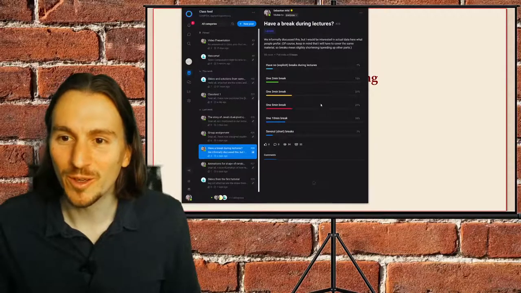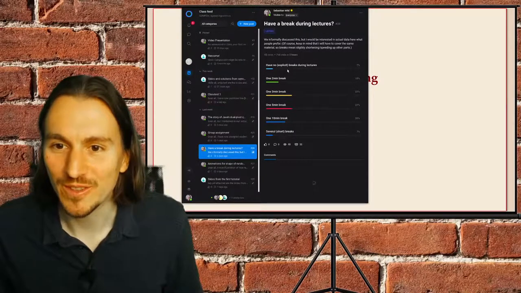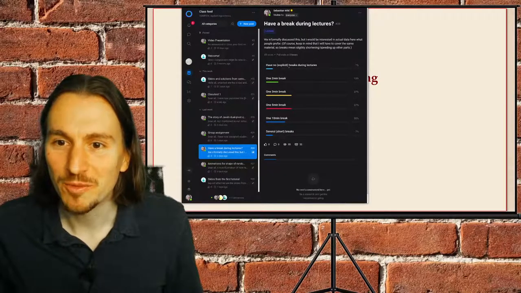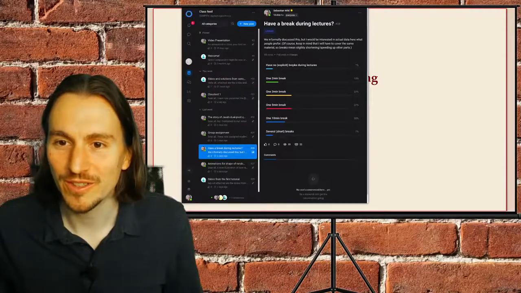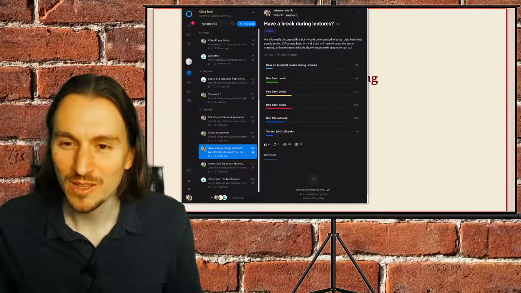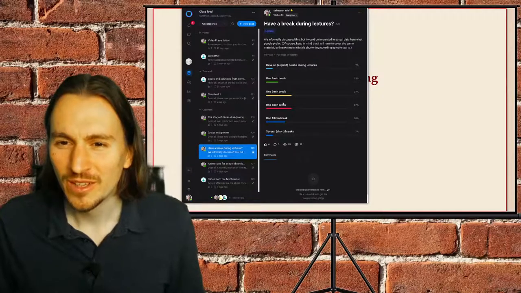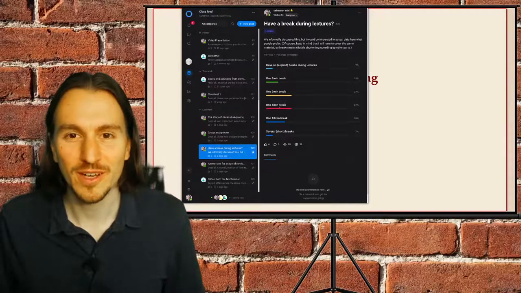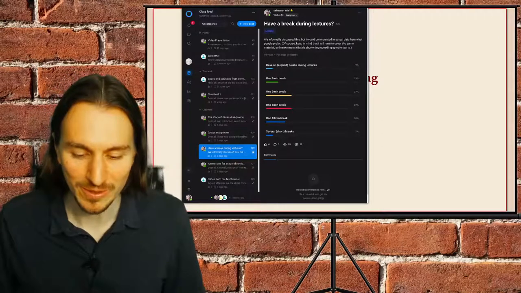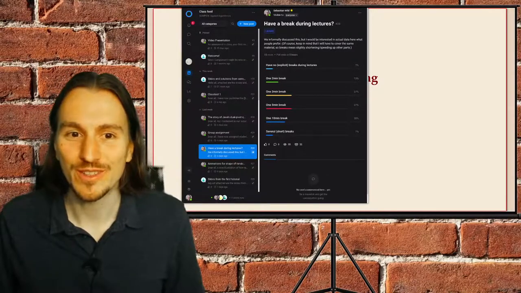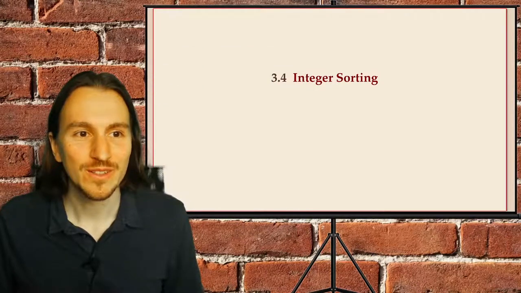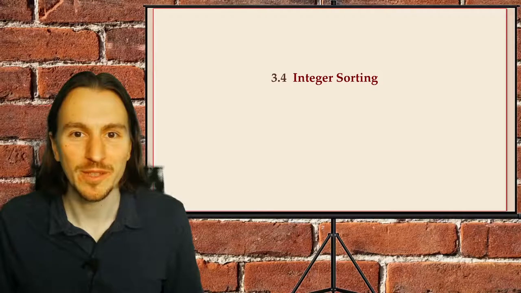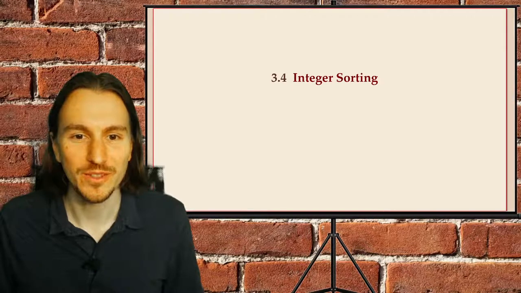It might be a bit small to read, but basically what it's saying is, should we have an explicit break during lectures? Either no, or 2 minutes, 3 minutes, 5 minutes, 10 minutes, or several short ones. There seems to be a peak for one break around 3 to 5 minutes, but point taken, people's preferences differ quite a bit. So no matter what we do, not everyone will be happy with that decision.